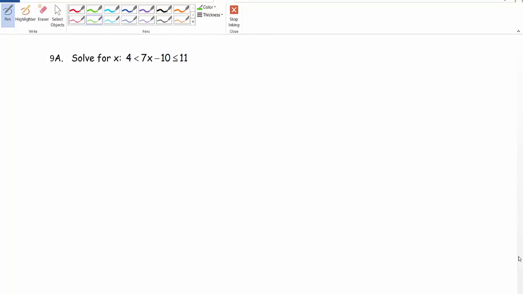Here we are at 9a from our target 5. We're asked to go ahead and solve for x. Now, in just looking at this, we do notice that we have a compound inequality because there's multiple pieces. We have the left side, the middle, and the right side. We are talking about an AND statement.